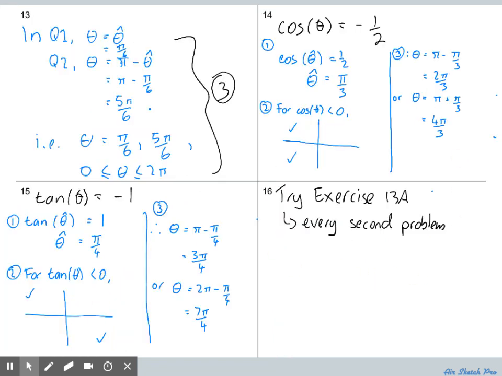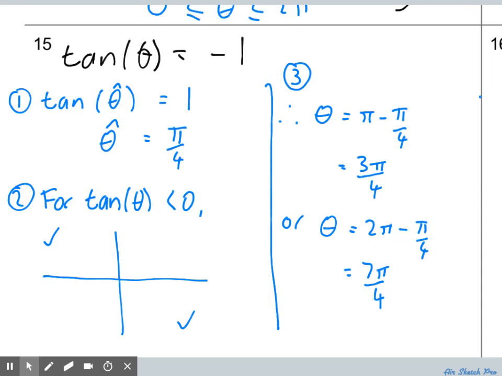And for tan of theta, the reference angle is pi on 4. For tan of theta less than 0, tan would be negative here and tan would be negative here. And therefore, I must have pi minus the reference angle, that's there, or 2 pi, that's a full rotation around, 2 pi minus the reference angle. So 2 pi is 8 pi on 4, so 8 minus 1 is 7 pi on 4.